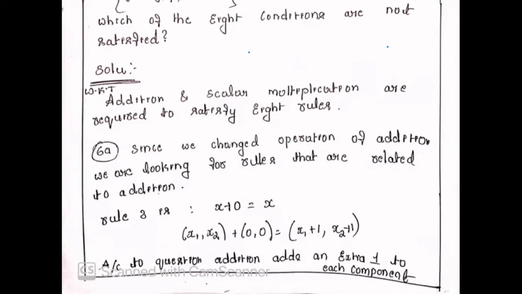You consider x as (x1, x2), that is (3, 1) or something. Then you consider the vector (0, 0). According to the definition given earlier, instead of (x1, x2), what you get is (x1 plus 1, x2 plus 1). But what is the expected answer? x plus 0 should be x, right? But here you are getting something else. So this is one of the rules which breaks when you change the addition.